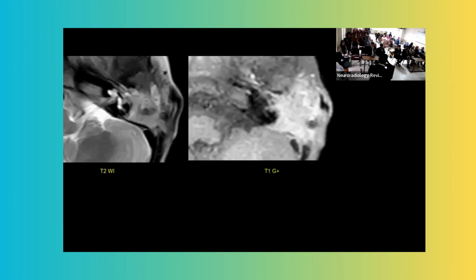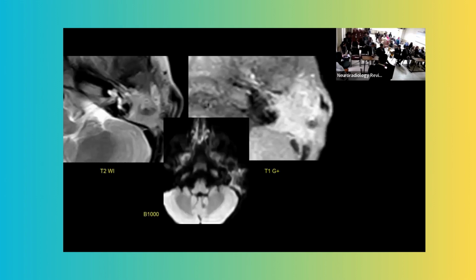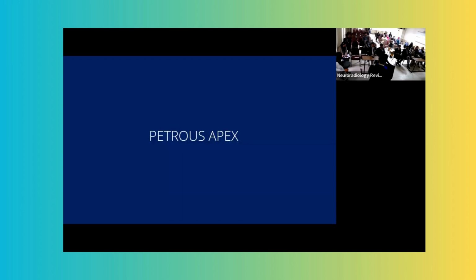A 9 years old girl with a lytic lesion in the temporal bone, destroying the normal anatomy with enhancement on the post-contrast sequences showing diffusion restriction. And T2 intermediate signal, it was an LCH in the temporal bone in a young patient.